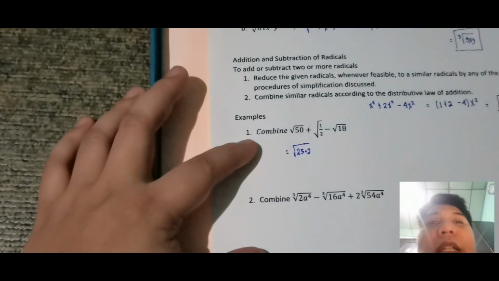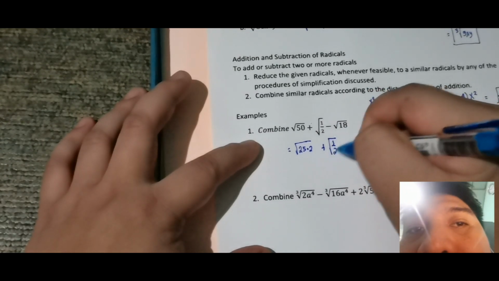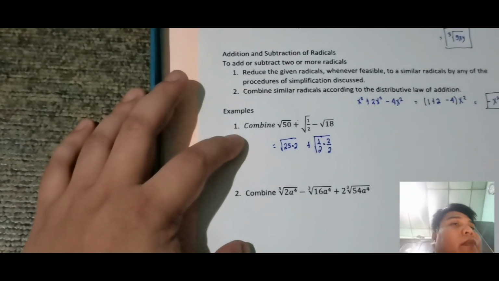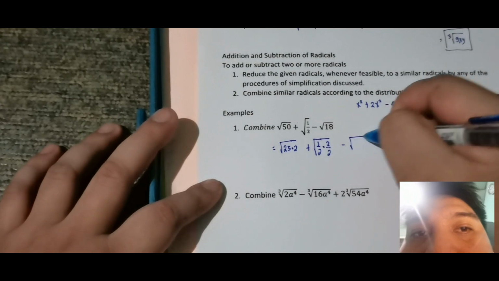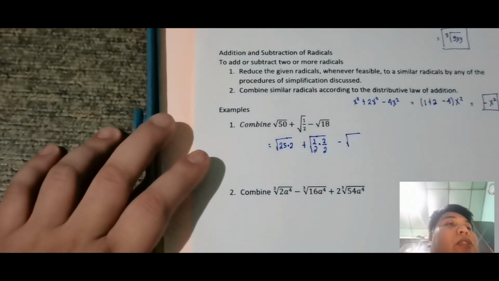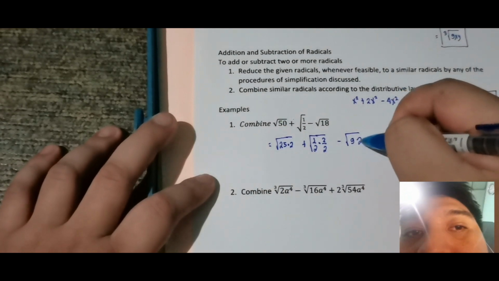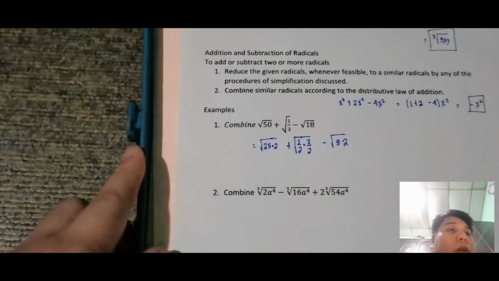Tama. Yes, sir. Next, si 1 half, ang gagawin natin, square root of 1 half multiplied by 2 over 2. Kasi gagawin natin yung pangalawang procedure. Minus, yung 18, pwede siyang express as 9 times 2, in which yung 9 is perfect square. Okay, so ito pa yung magiging problema ha. Kailangan magaling ka mag-factor into which magkakaroon ka ng perfect nth power.